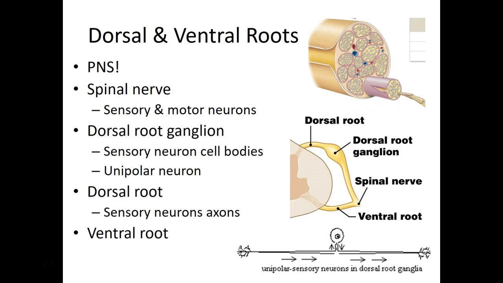So not surprisingly, the dorsal root are sensory neurons. They have sensory axons. And the ventral root is containing mostly the motor neuron axons, right? Hopefully this makes sense for the reasons we talked about. Is this clear to folks? So people understand the difference between roots and horns.